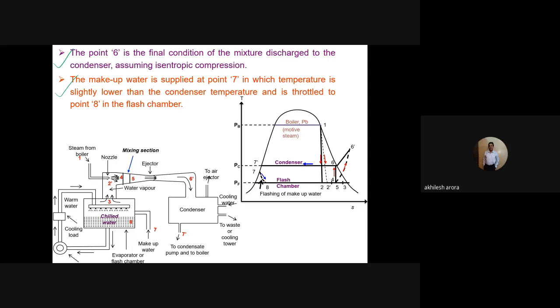The makeup water is supplied at 7, in which the temperature is slightly lower than the condenser temperature, and throttled to point number 8 in the flash chamber.